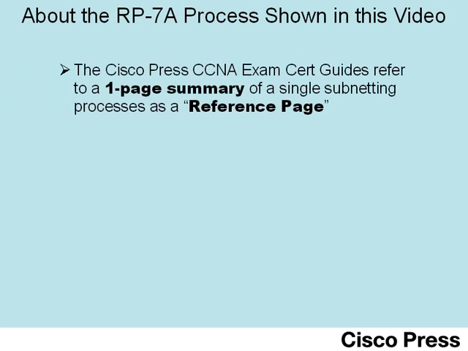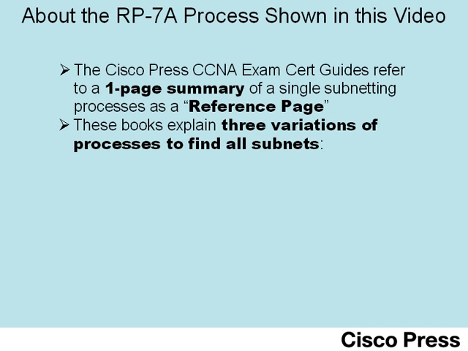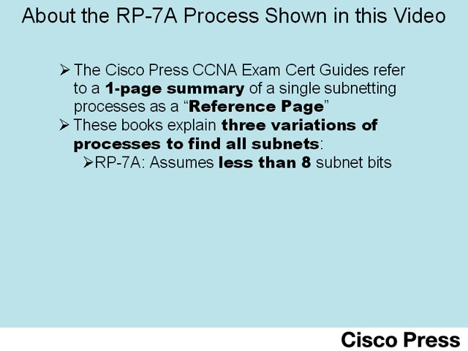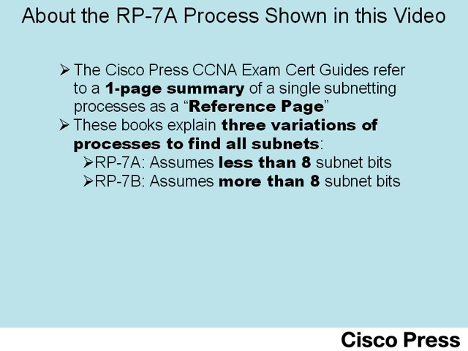The Cisco Press CCNA exam certification guides, as well as some other Cisco Press resources, refer to a one-page summary of any single subnetting process as a reference page. The books explain three different variations of processes that can be used to find all subnets of a classful network. For example, reference page 7a is a process that shows how to find all subnets of a network assuming less than 8 subnet bits. RP7b assumes more than 8 subnet bits.